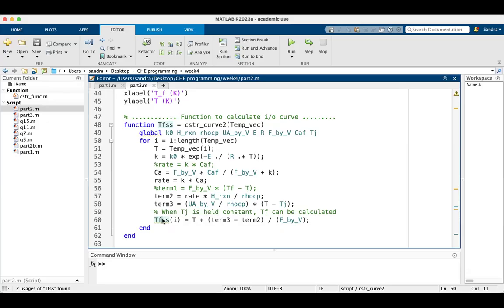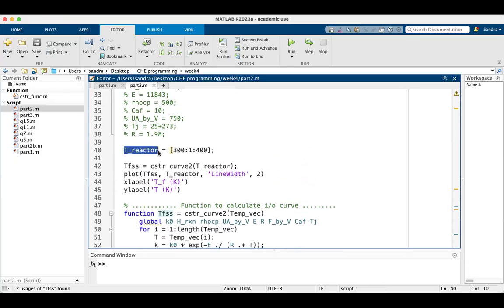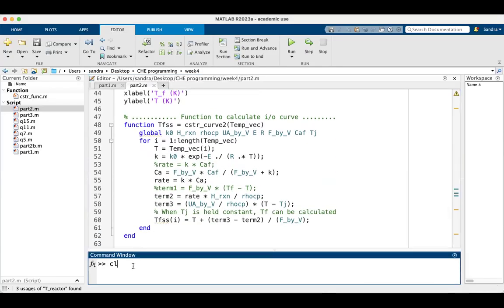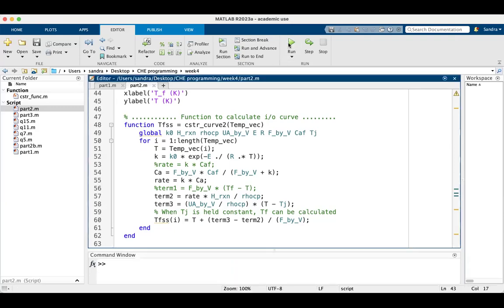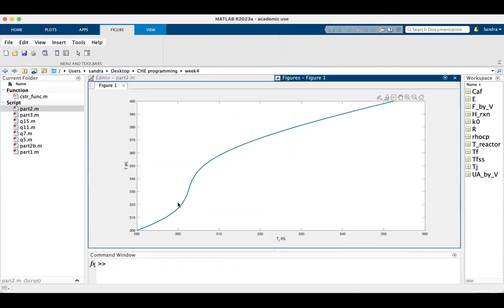So you're assuming one value and going in a cycle. For different reactor temperatures, you will get the feed temperature. Your input is your reactor temperature and the output is your feed temperature. Now we'll be plotting this feed temperature as a function of reactor temperature. I'll just run and show it to you.